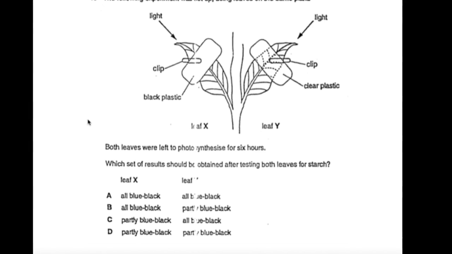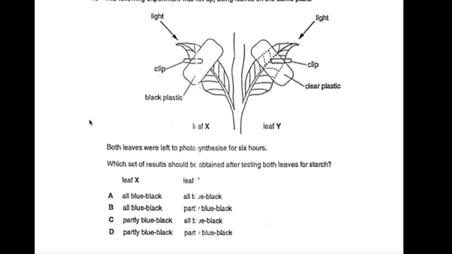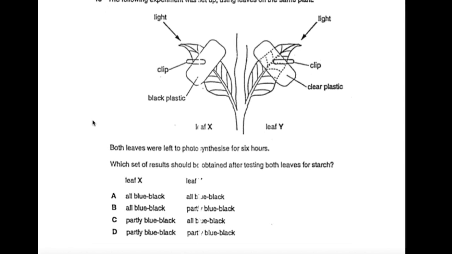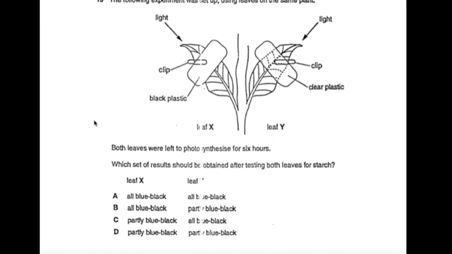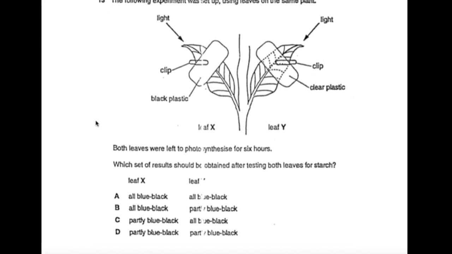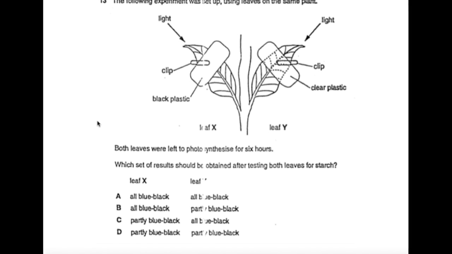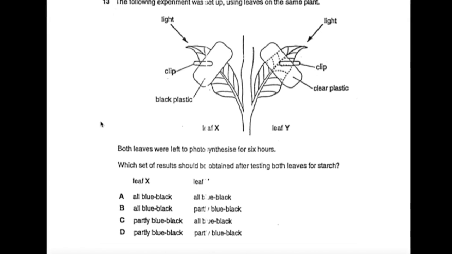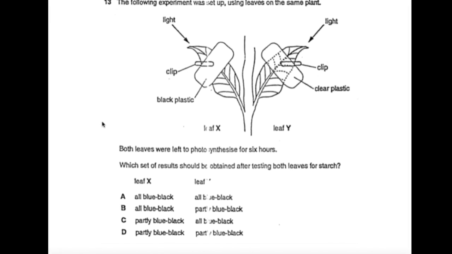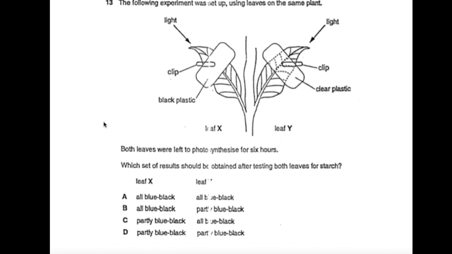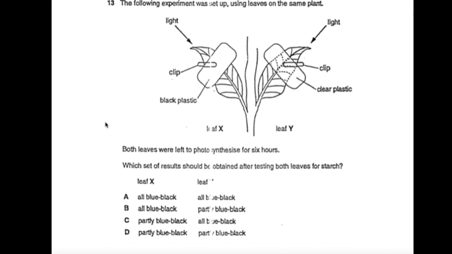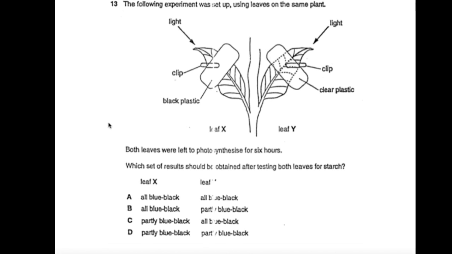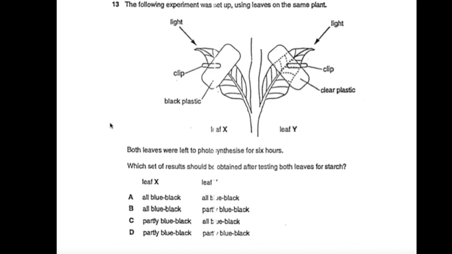Partially blue-black, all blue-black. Now let's look at leaf X. As the black plastic on leaf X is blocking the sunlight, this causes it to be partially blue-black, while leaf Y has a clear plastic, and the clear plastic allows all the sunlight throughout the leaf, which turns the leaf completely blue-black.